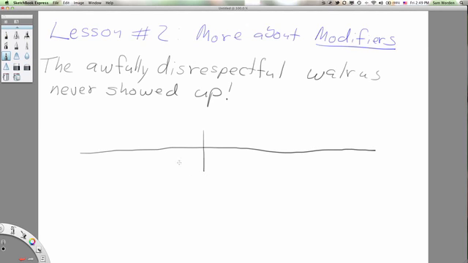So, we've got our little cross-section here. Subject always goes on the left, and the predicate always goes on the right. Subject being the star of the sentence, the thing that does something, and the predicate being everything about what the subject does. So, we go back to the sentence. The awfully disrespectful walrus never showed up. What do we think is a star of that sentence? What's doing something? We can just look at the words here.